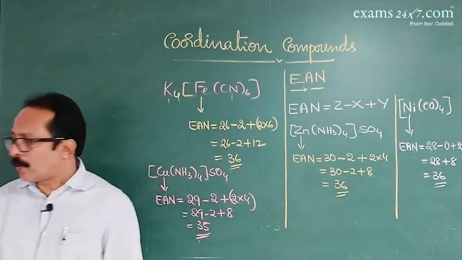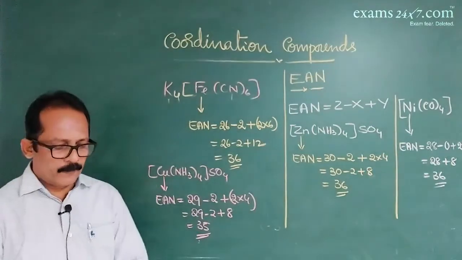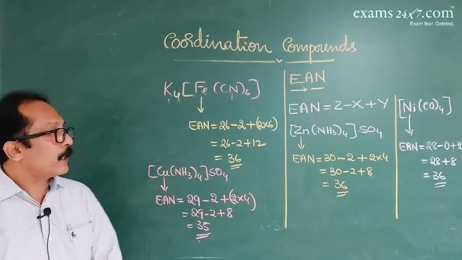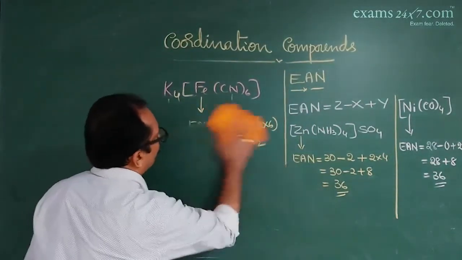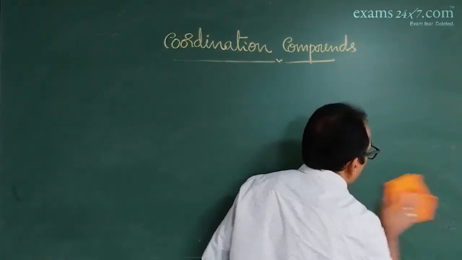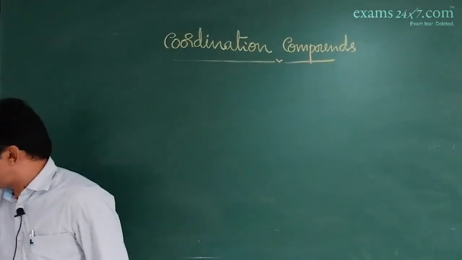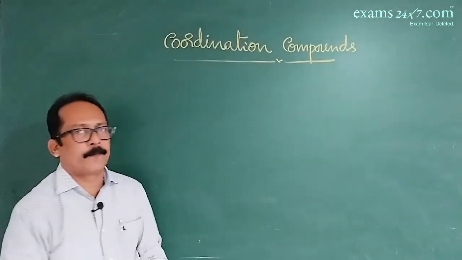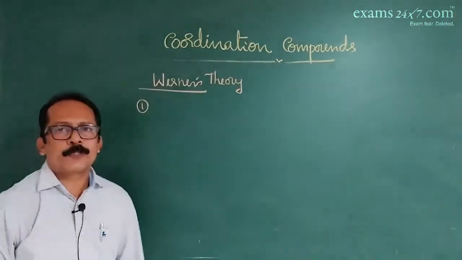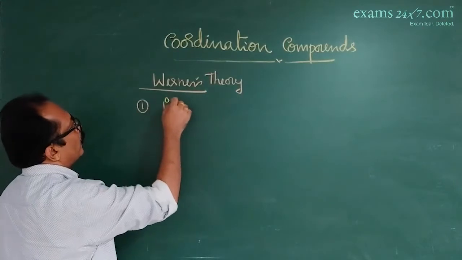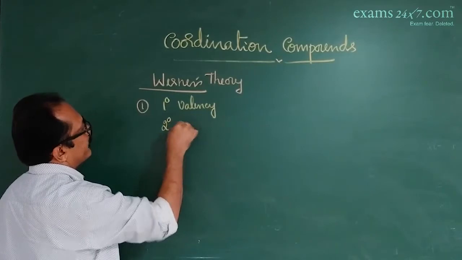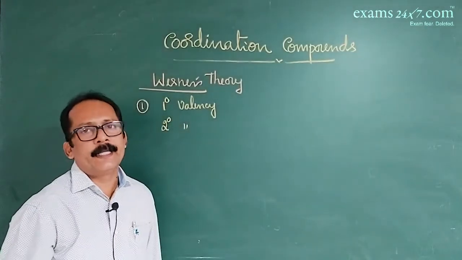Now, next, about Werner's theory. Alfred Werner is considered the father of coordination compounds, and he was awarded the Nobel Prize for his work on coordination compounds. Now the postulates of Werner's theory. According to Werner's theory, there are 2 types of valencies in complex compounds: primary valency and secondary valency, or primary linkage and secondary linkage.